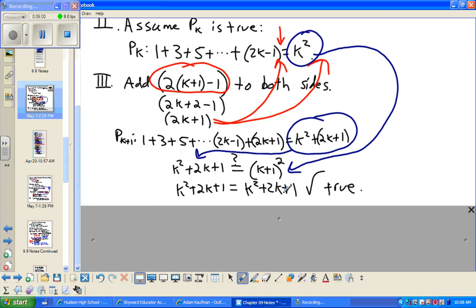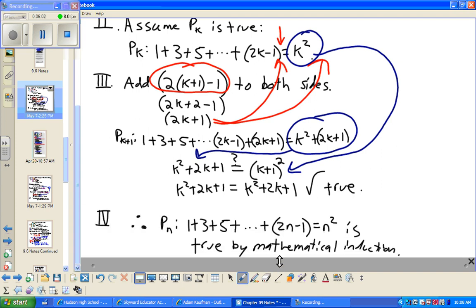By mathematical induction, I have just proven that p sub n is true. How did that work? Well, I showed p sub 1 worked. I then assumed that somewhere along the line p sub k would be true. Assuming p sub k was true, I then proved that the term after p sub k was also true. Or if I go out to the term after the kth term, that the statement is still true.